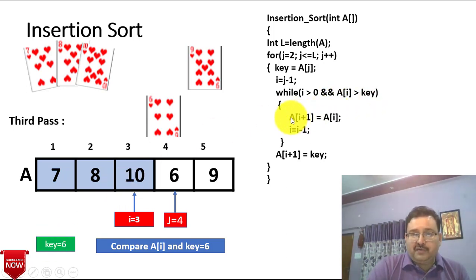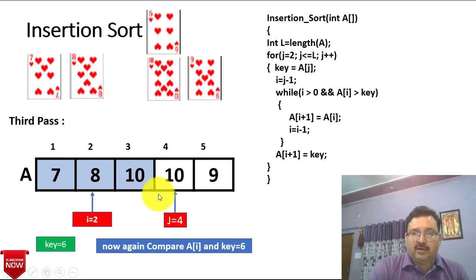Yes. Then shift this value 10, ai plus 1 is equal to ai, meaning the value which is located at index number 3 should be placed to location number 4. Then reduce I by 1. Now you can see we have overwritten the value of 10 in cell number 4 and reduced the value of I. Now I is 2.